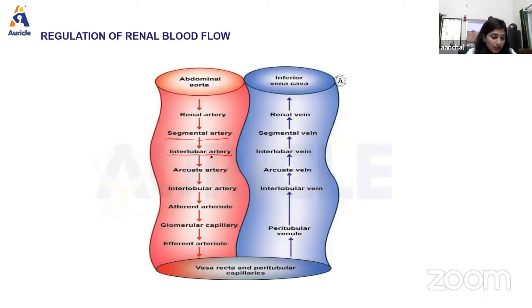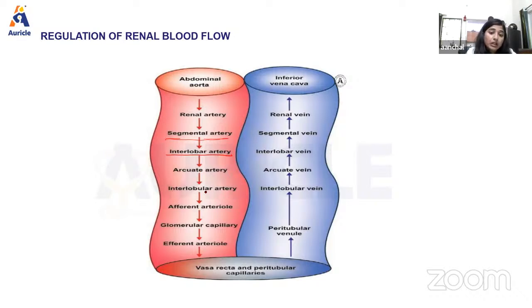So, this interlobar artery will pass in between the medullary pyramids. At the base of the pyramids, it turns and runs parallel to the base of the pyramid, and there it forms the arcuate artery, right? So from interlobar arteries, there will be formation of arcuate artery. Now next, each arcuate artery gives rise to interlobular artery.